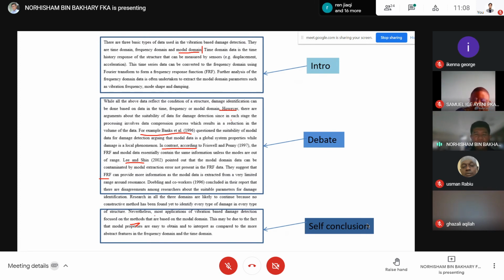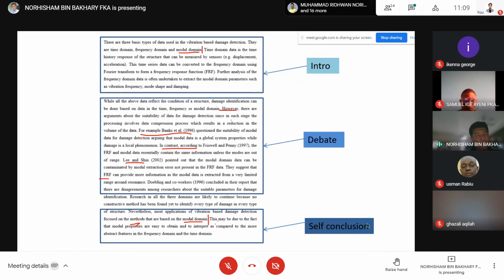All right. So nevertheless, most applications of vibration-based damage detection focus on methods that are based on the modal domain. I don't care what people say up here. I want to use the modal domain because when I read the papers, I can see many people use this, and then I have to give my justification. Why? I cannot stop here. If I am the examiner and I read your write-up up to here, I will ask you this question on the next one in your Viva.